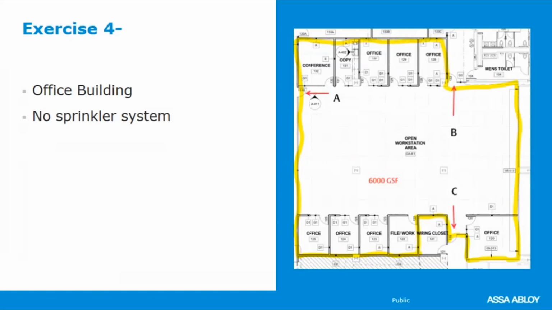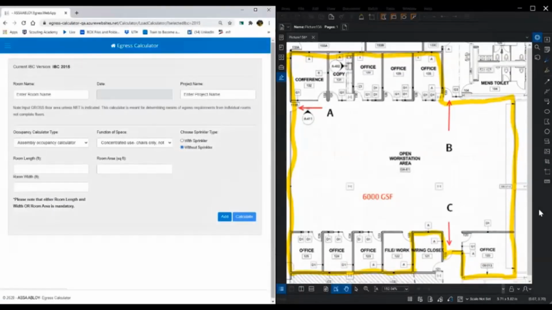Another office building. This one has a very large open office area. Let's take a look at this. The next exercise asks for this business area, which is in gross square footage, do we have the appropriate number of exits? Do they swing in the correct direction, and are exit devices required?